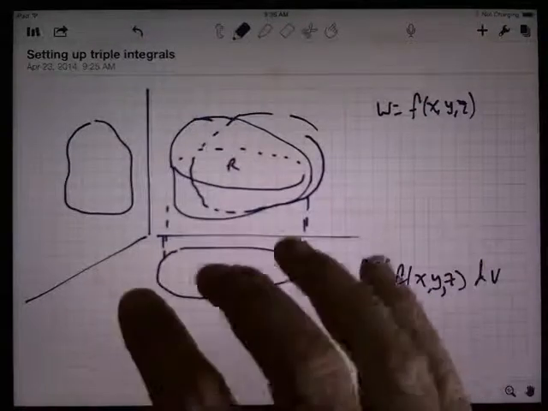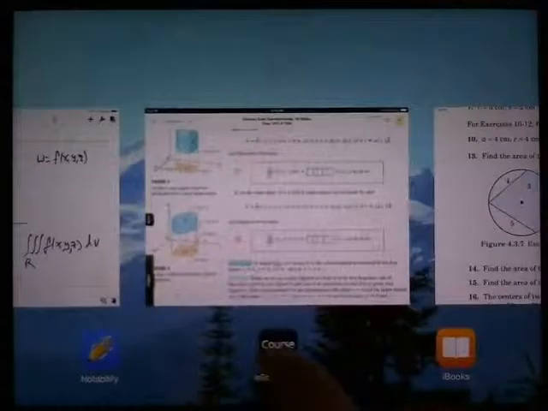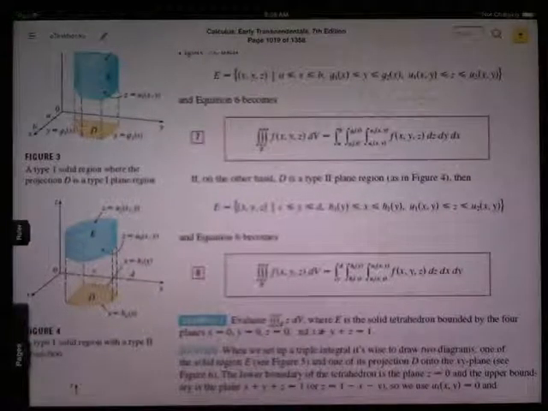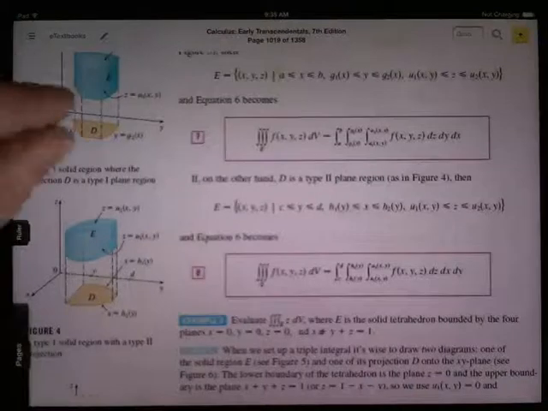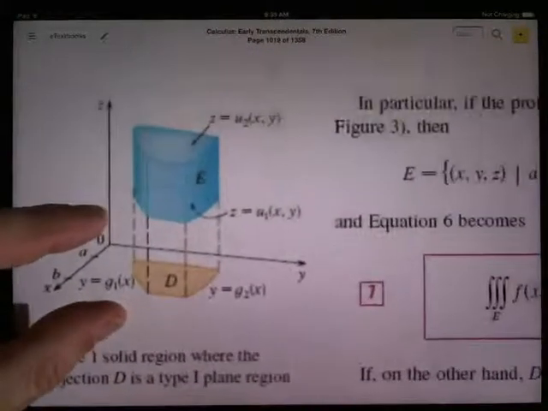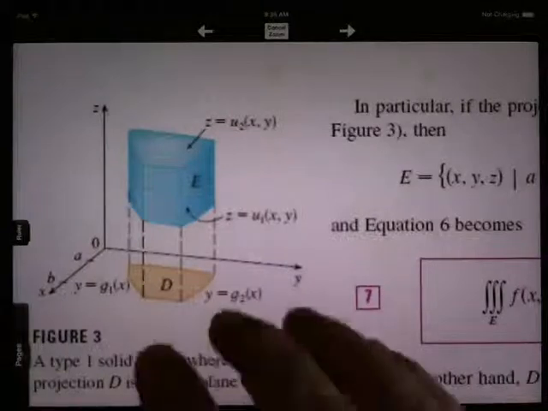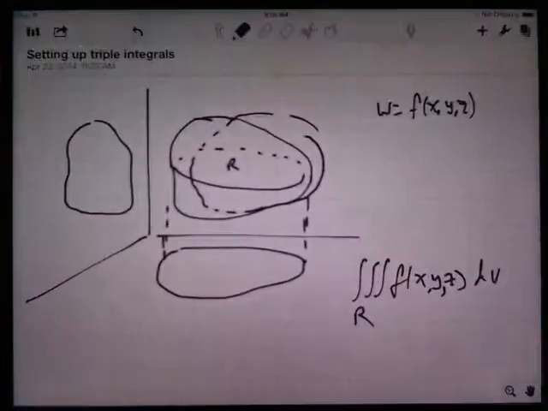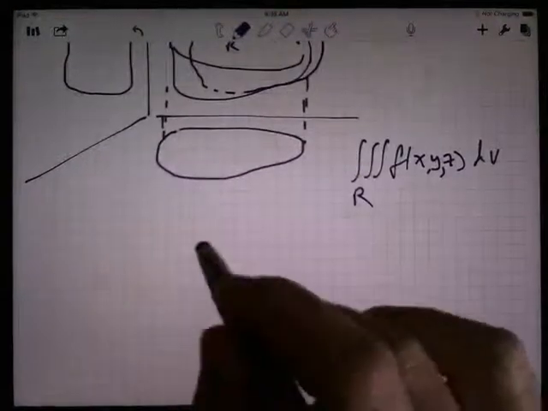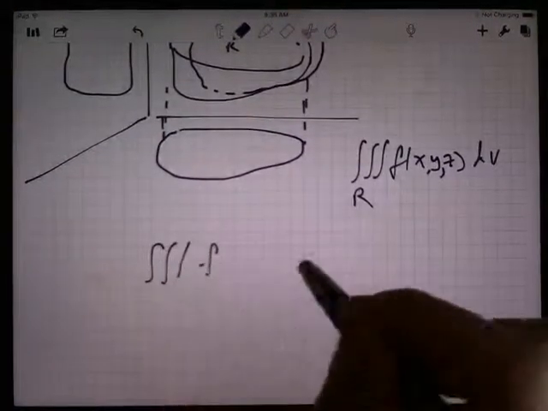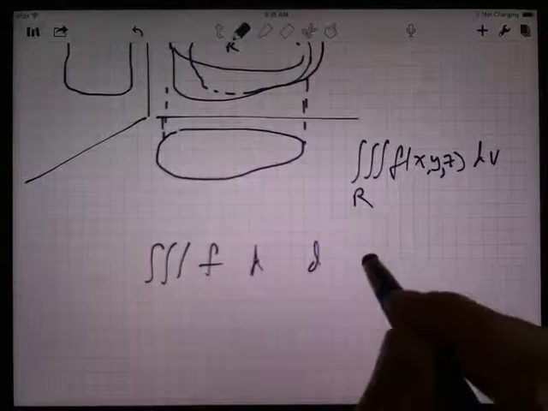The book does a far better job of drawing these pictures. So I'm just going to use the book here and zoom in on them and see what we do. Okay. Now there's essentially 6 options. You're going to set up a triple integral of f, d something else, d a third thing.